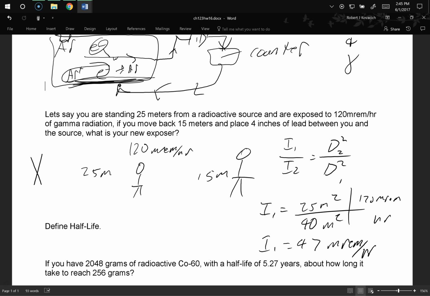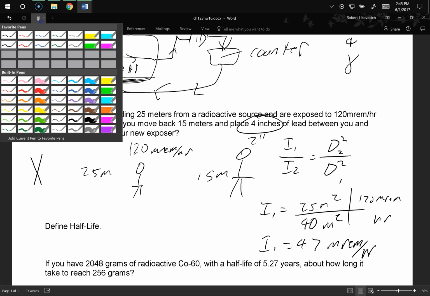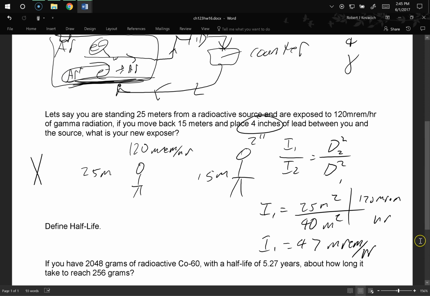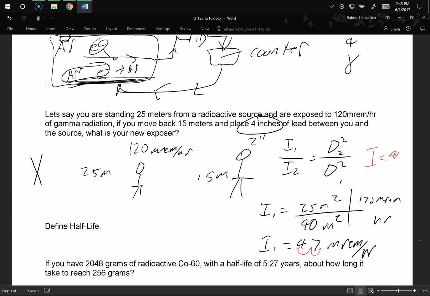But this was gamma, and I shoved 4 inches of lead in between. So each 2 inches is 1/10 thickness. I have 2 of those. So what do I do with my 47 number? I move my decimal place over. From here, go to there, and go to there. So my actual answer is my new intensity is 0.47 millirem per hour.